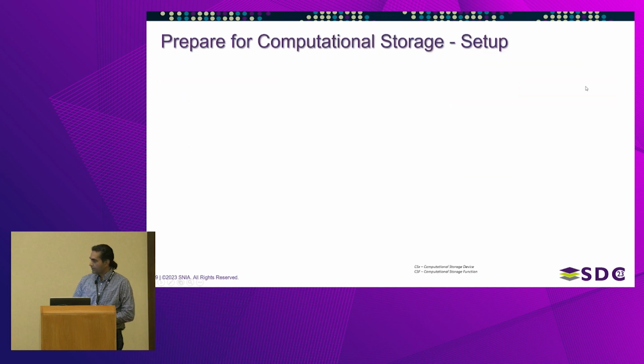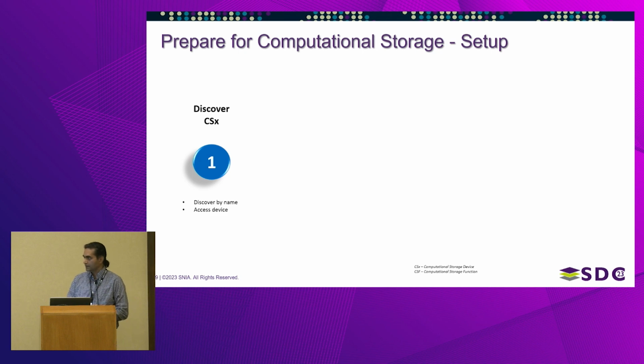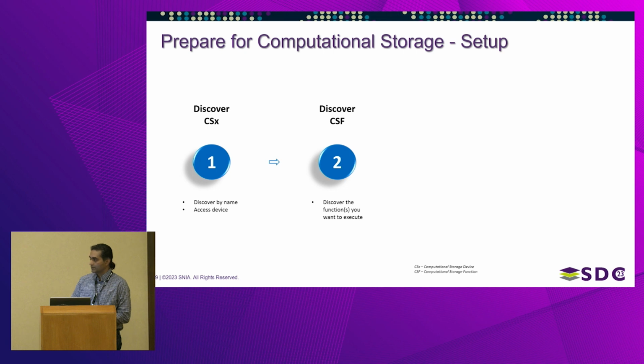So let's walk through each of the steps. So the first one, like I said, is discovery of the device. The second one would be discovery of the CSF. And the third one is allocation of device memory. And once you have done this, your setup is ready. These are the first 3 steps that you use for setting up this example.